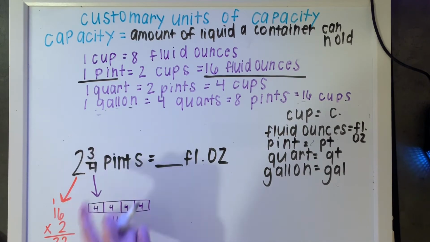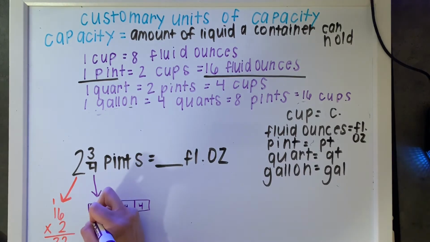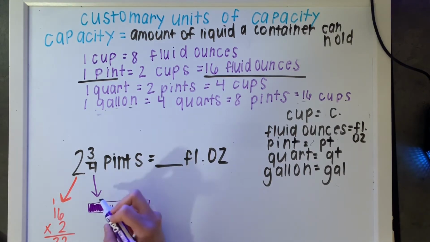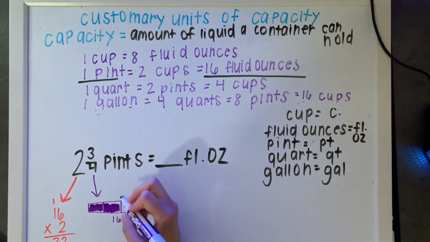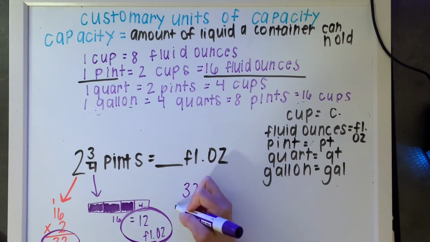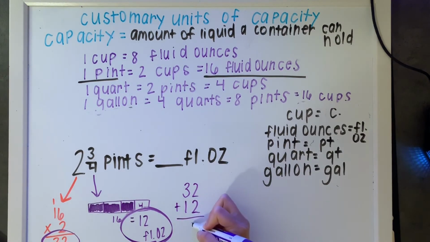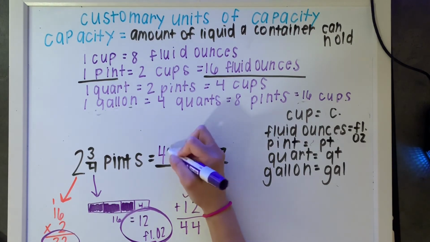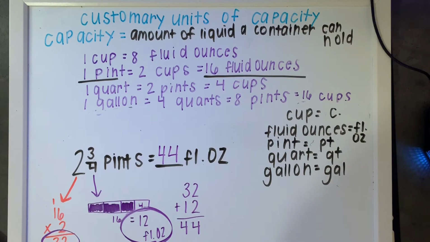And we have 3/4, 3 out of 4. So I would be counting these: 4, 8, 12. So 3/4 pint is equal to 12 fluid ounces. My last step would be to take these 2 pieces and combine them. So you have 12 fluid ounces and 32 fluid ounces. Combine them and add them together. And you would get your final answer of 44 fluid ounces.